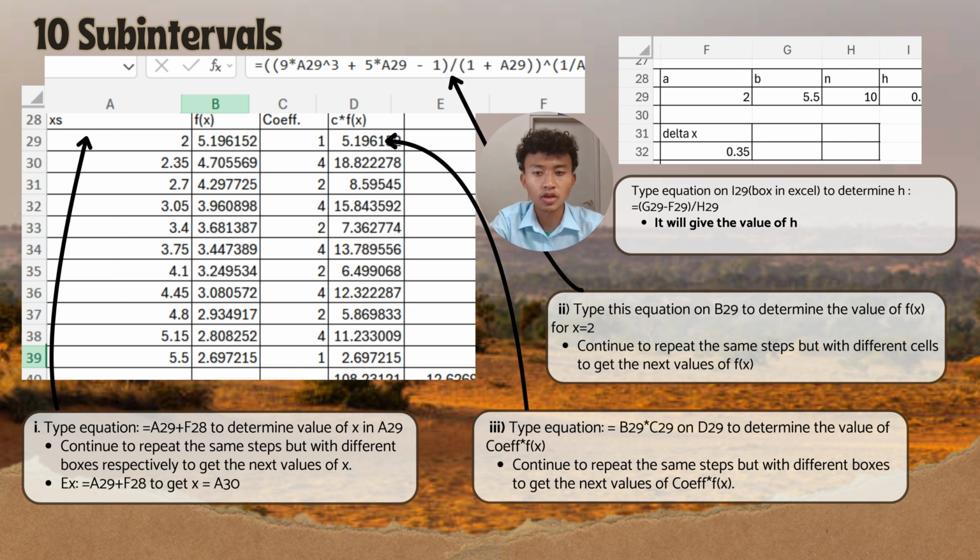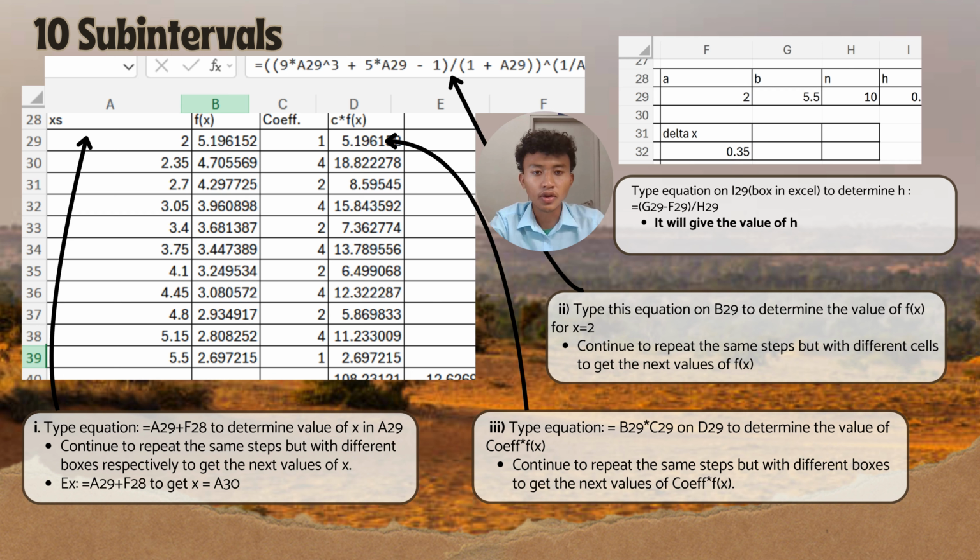So first of all, you're going to have to type the equation in as per step 1 on the bottom left corner. A29 plus F28, referring to the boxes inside the Excel sheet, and then you're going to need to continue to repeat the same steps but with different boxes respectively to get the next values of x, so on and so forth until you get to the 39th row.